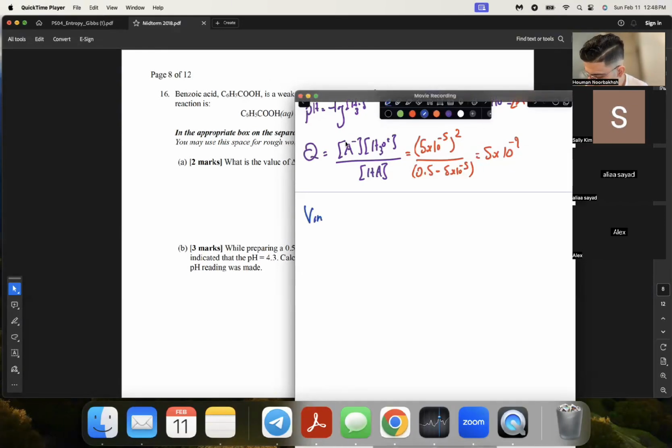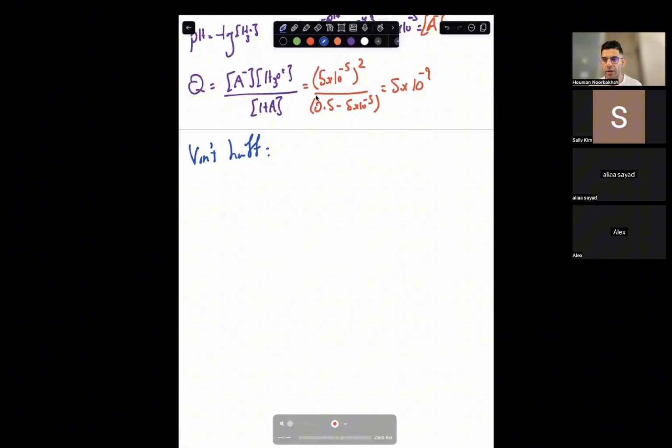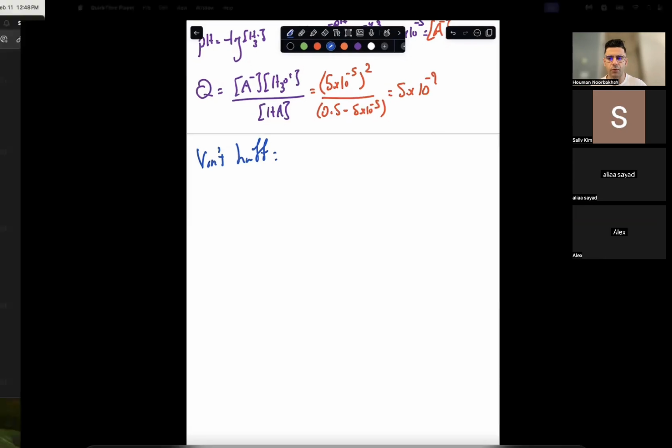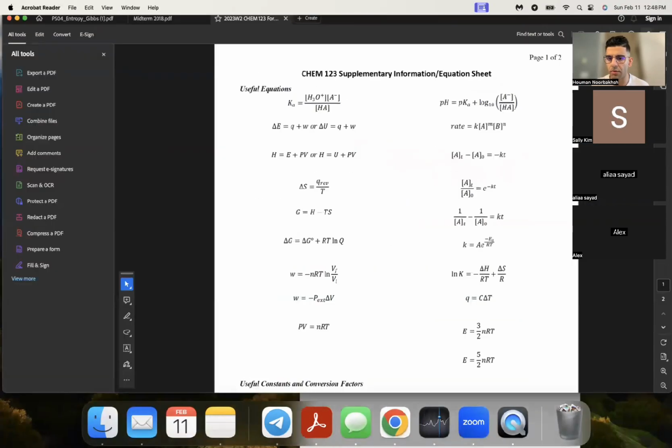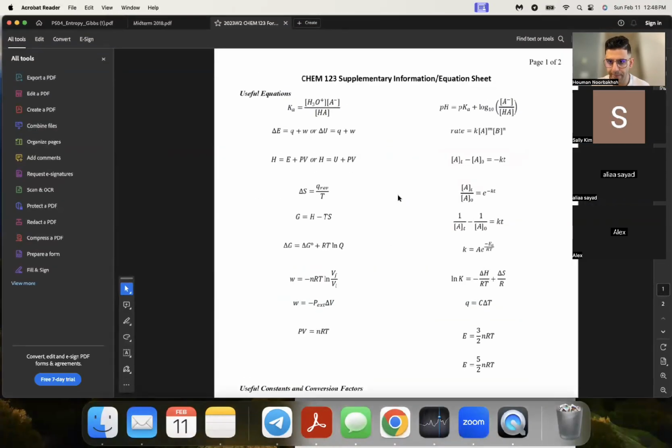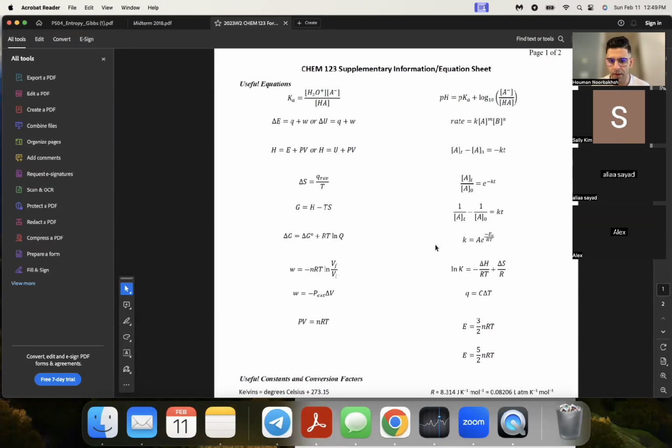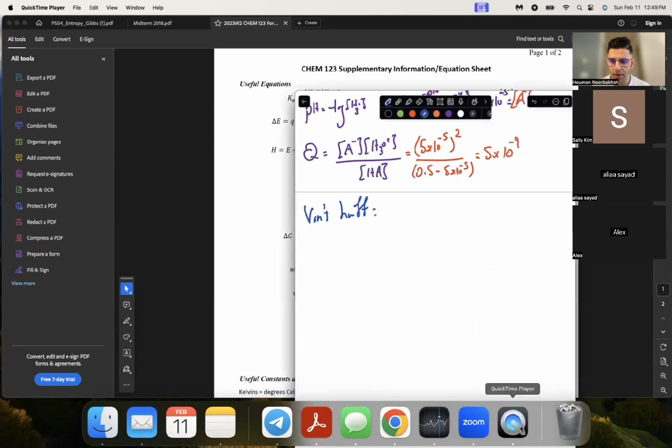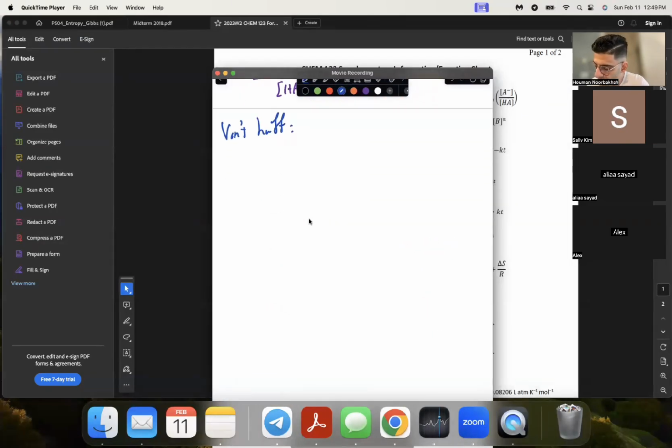Van't Hoff. So Van't Hoff is technically a diagram thing, but you actually derive an equation from it that is not on your formula sheet, at least I think so. No, it's not. Actually, no, it's right here. I lied, it is that one. So Van't Hoff is actually about a diagram.